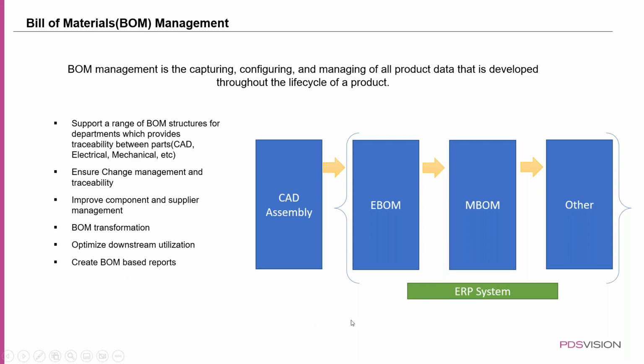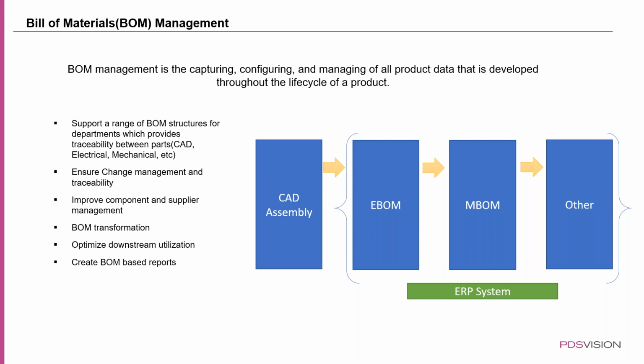So we can ensure change management and traceability, and there is improved component and supplier management also. At the same time, we have BOM transformation. If we have an EBOM, Windchill gives us the capability to transform it to its equivalent MBOM using BOM transformation. BOM transformation is usually a feature of the Windchill MPM Link module. It helps us maintain traceability between the engineering and manufacturing departments' bills of material. The next thing is optimizing downstream utilization.